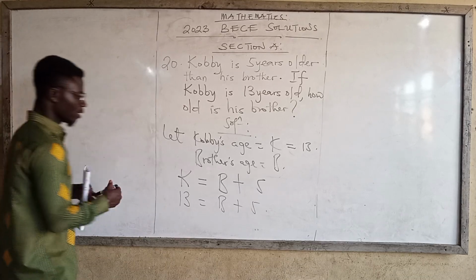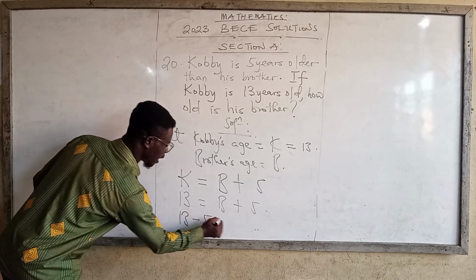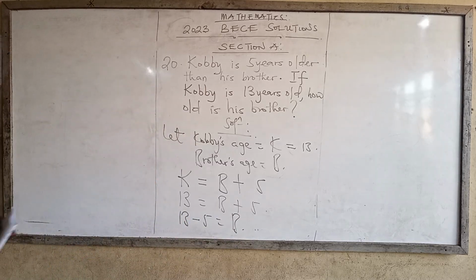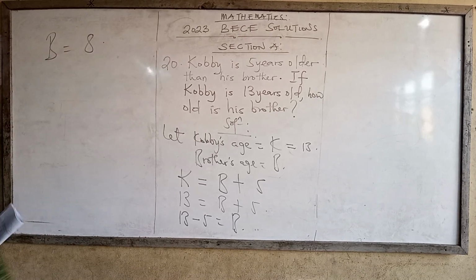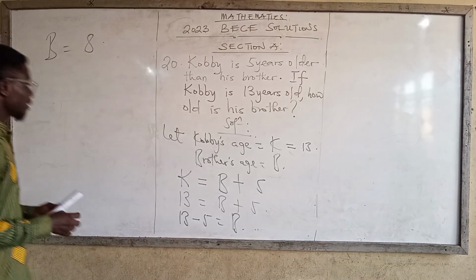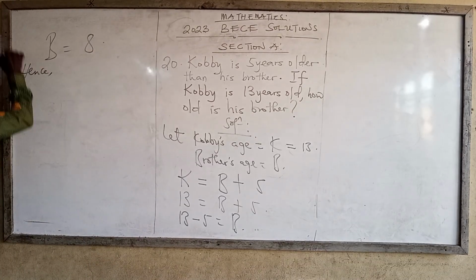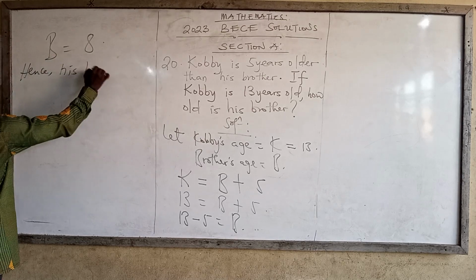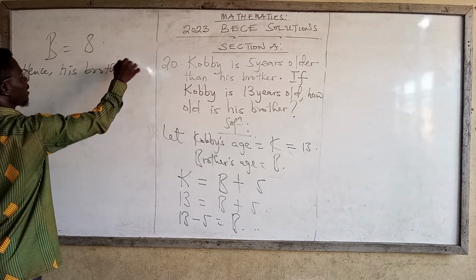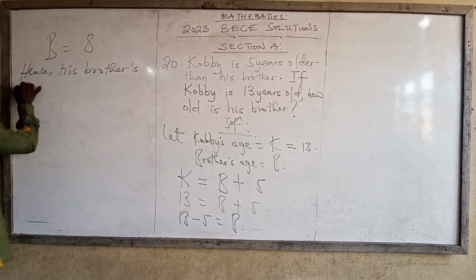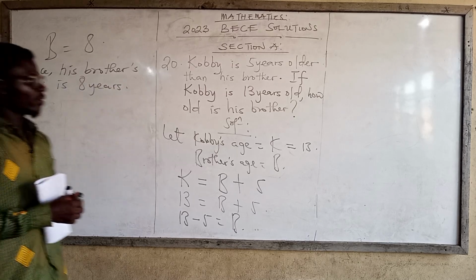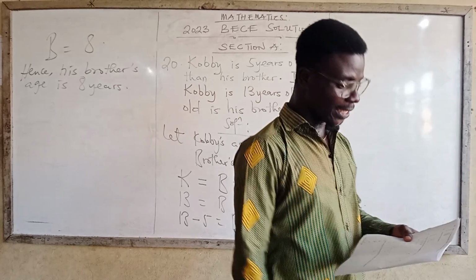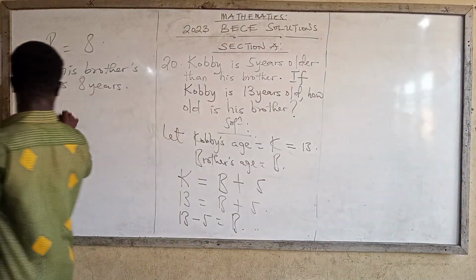So how best can we solve that? We put like that. So I have 13 minus 5 equals B. So now, how best can we solve this one? 13 minus 5, you obtain B to equal 8. So 8 plus 5, you obtain 13. So hence, his brother's age is 8 years, right? Which is option B for boy.